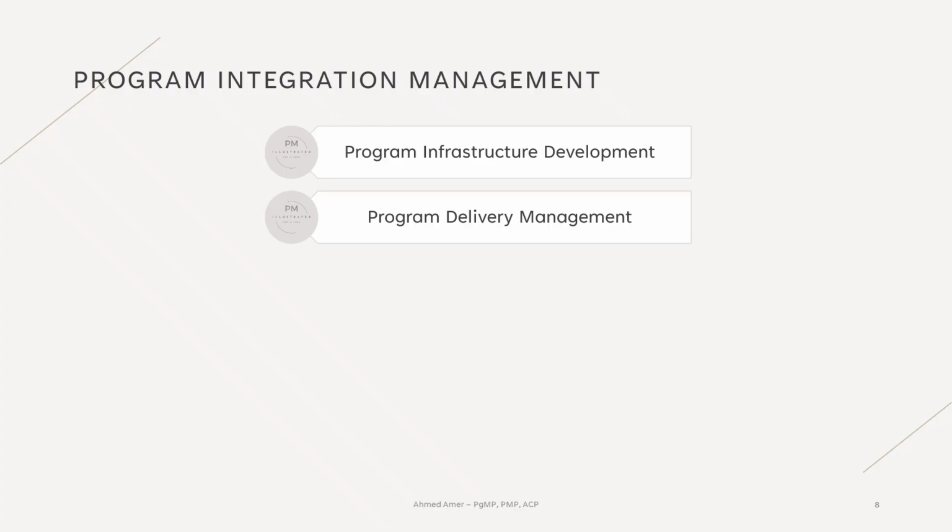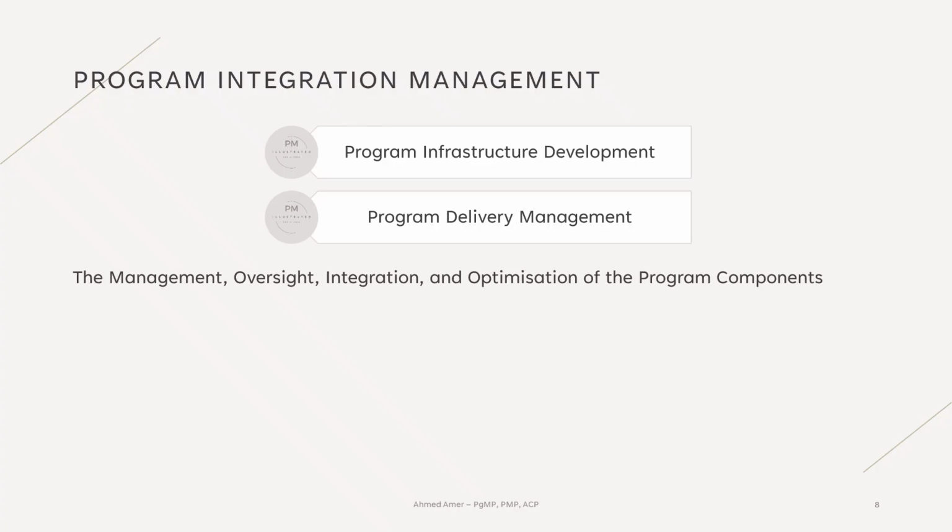Program delivery management includes the management, oversight, integration, and optimization of the program components that should deliver the capabilities and benefits required for the organization to realize benefits and associated value. Too long a definition, right? Let's break it down then. When we talk about program delivery, a few key ideas should immediately come to mind. Components, benefits, and organizational strategy.